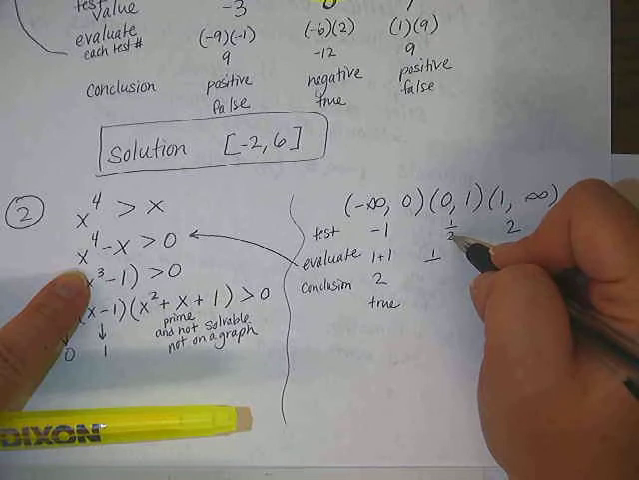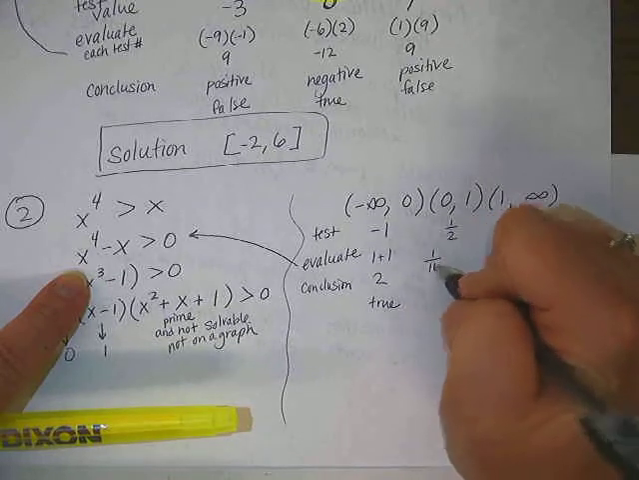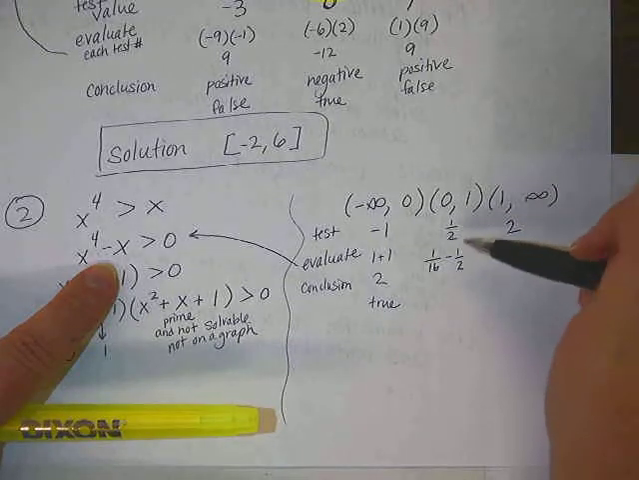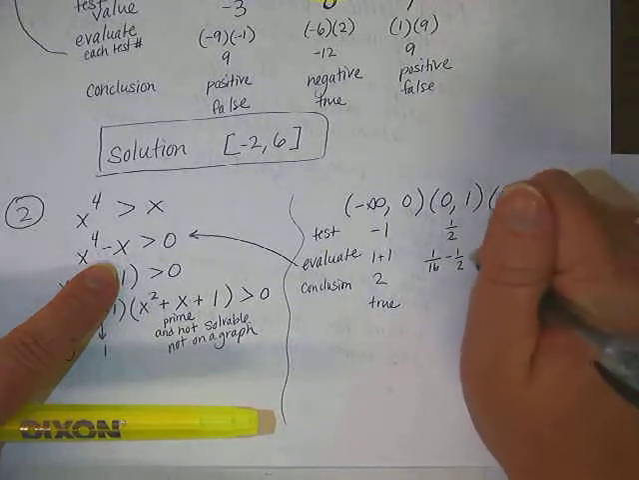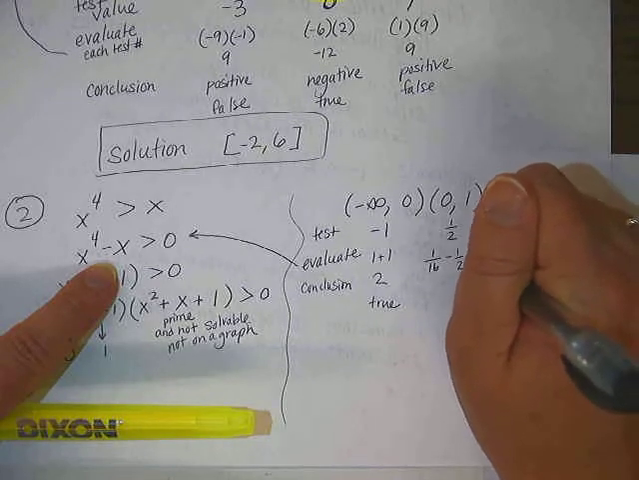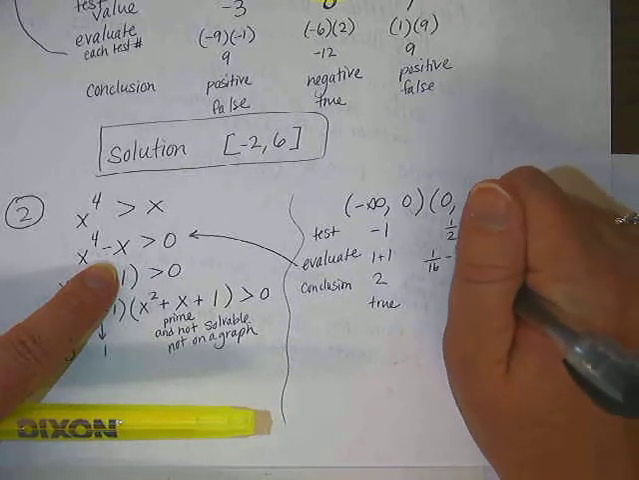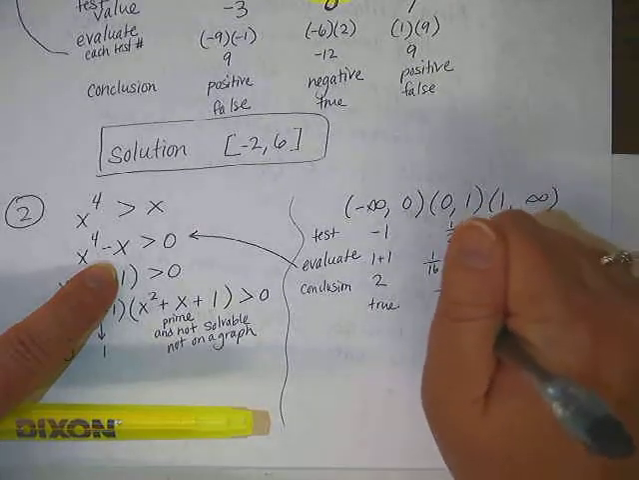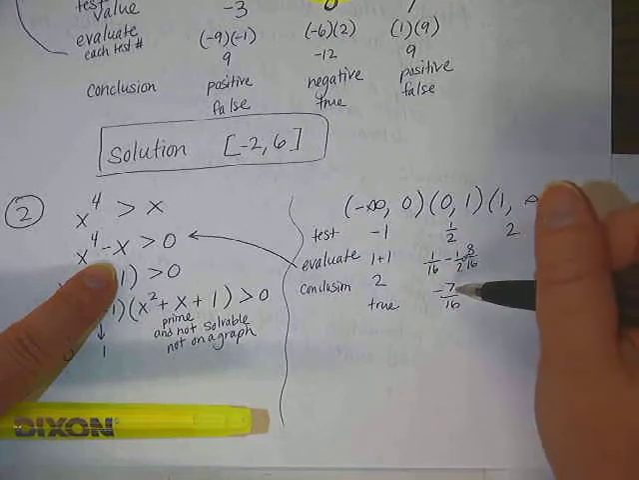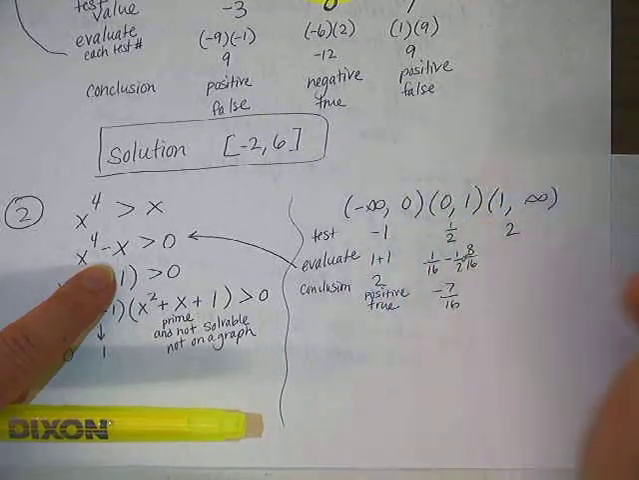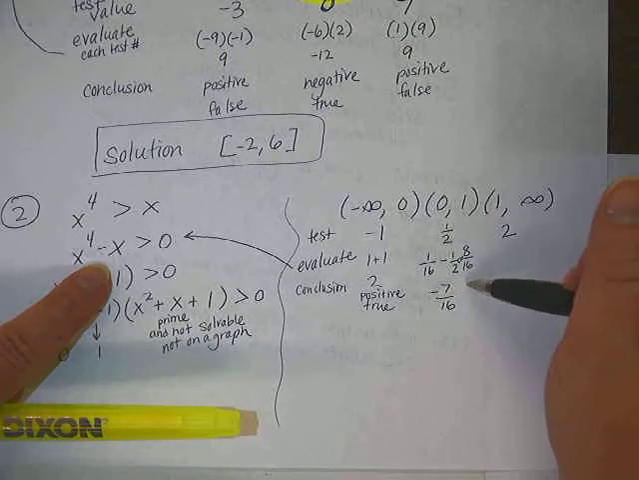Plug in 1/2. 1/2 to the 4th power is positive, let's see, 2 to the 4th power is that. 2 times 2 is 4 times 2 is 8 times 2 is 16, just 16, so 1/16 minus a 1/2. This is kind of ugly. I don't really want to do this fraction stuff right now. Let's see, if we change this to a fraction, it would be 8/16. So then we would go 1 minus 8/16, so -7/16.